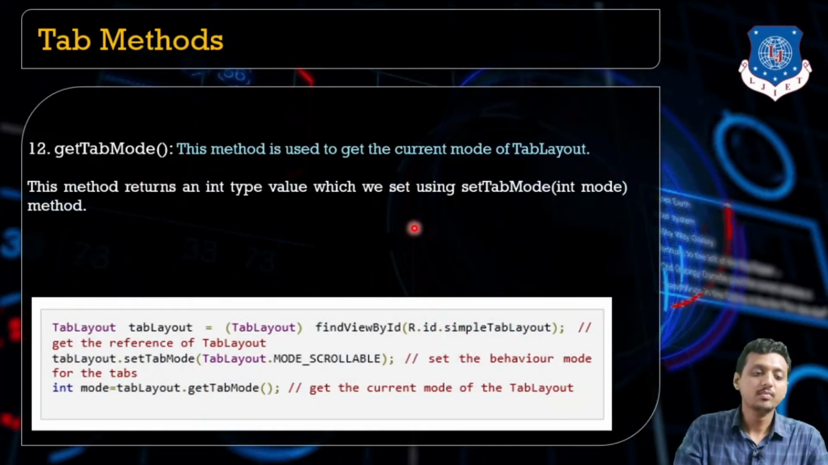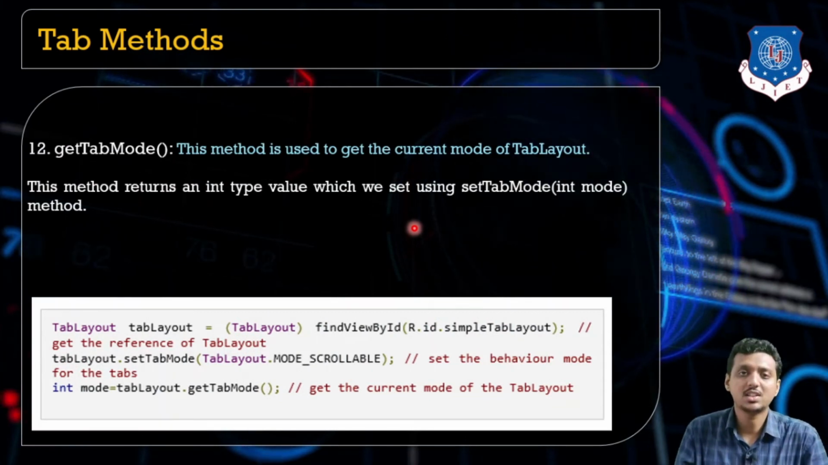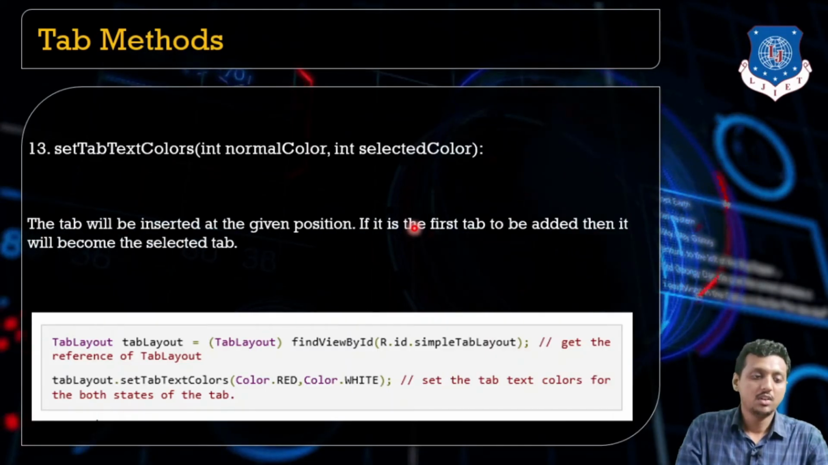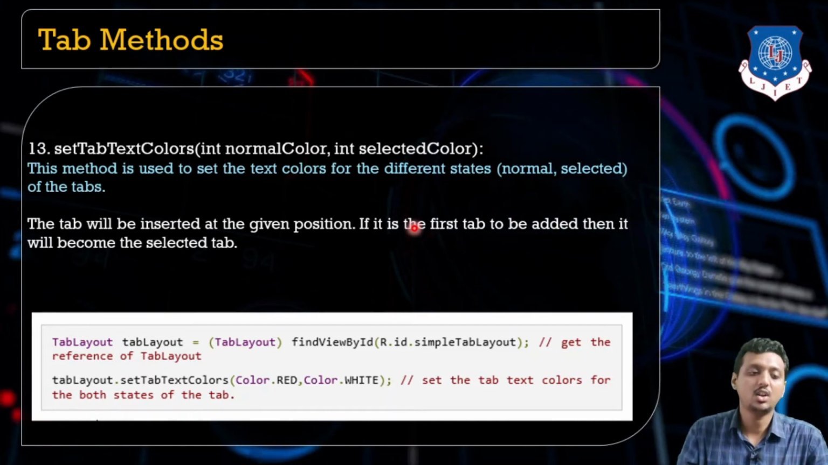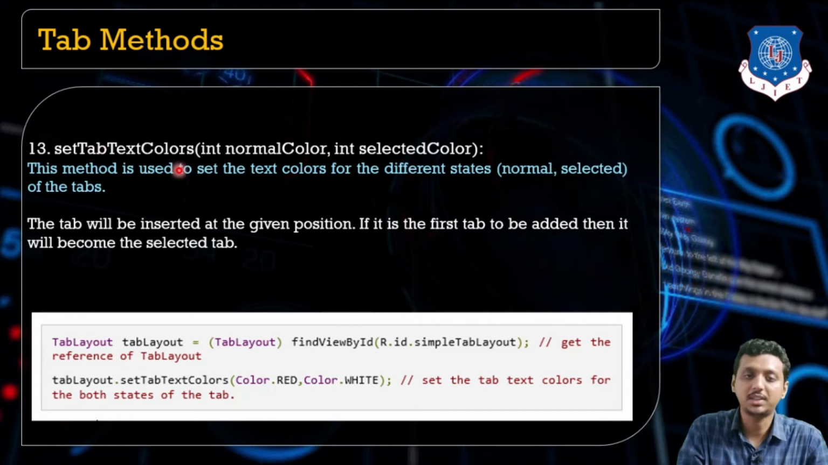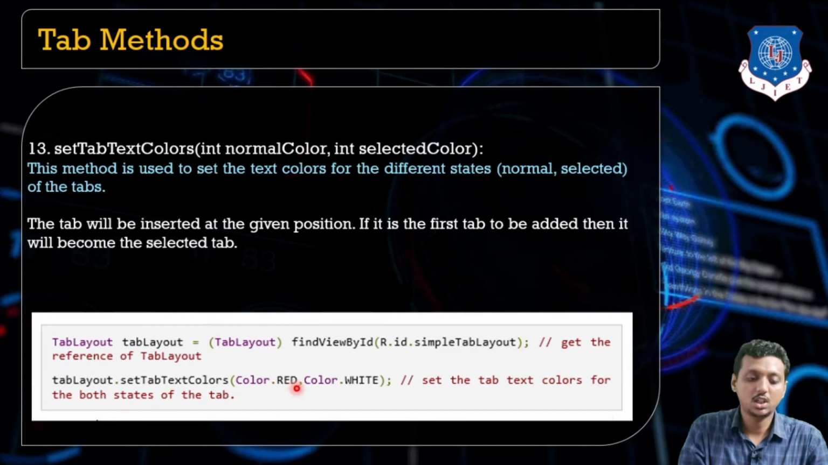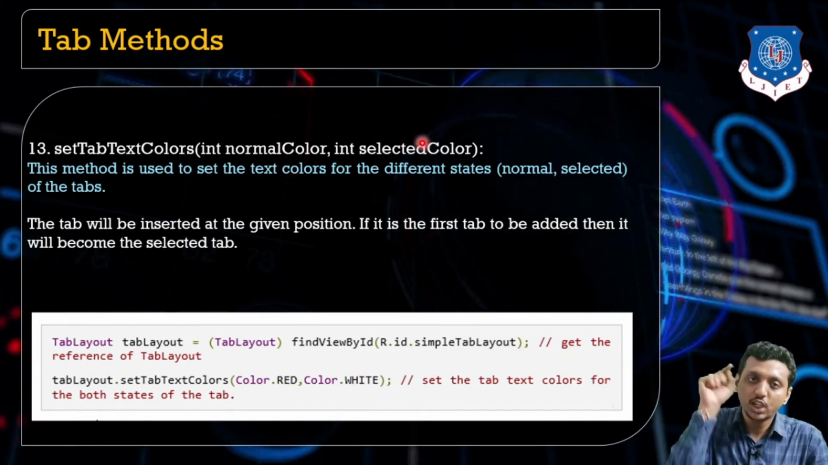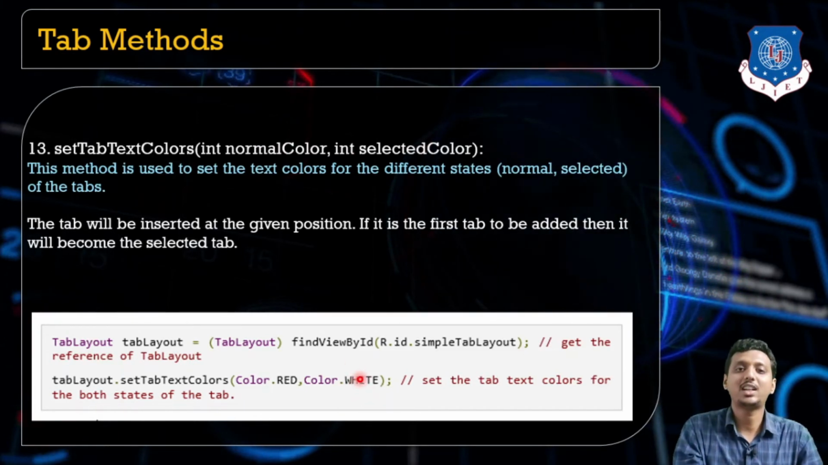Next, getTabMode. If you want to fetch the tab mode, you just need to call the method known as getTabMode. Next, our method is setTabTextColor. If you want to change the text color of a particular tab, you can call this method. So with tabLayout.setTabTextColor, red and white: this is the normal color, and when you click over there, this color is selected. So this is the selected tab color.